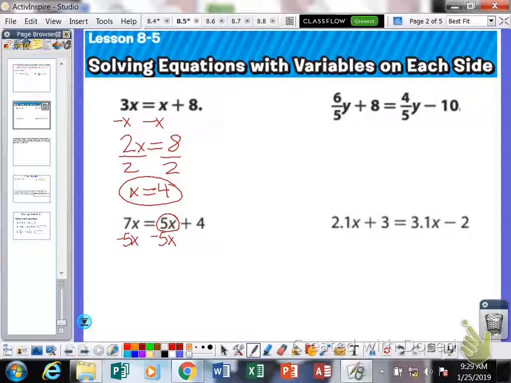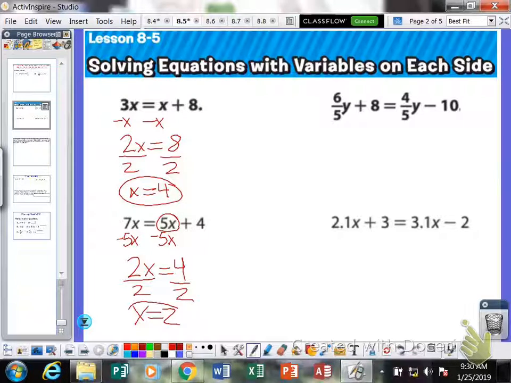So we subtract 5x from each side. That leaves us with 2x equals 4. Divide each side by 2. And that gives us our answer of x equals 2.